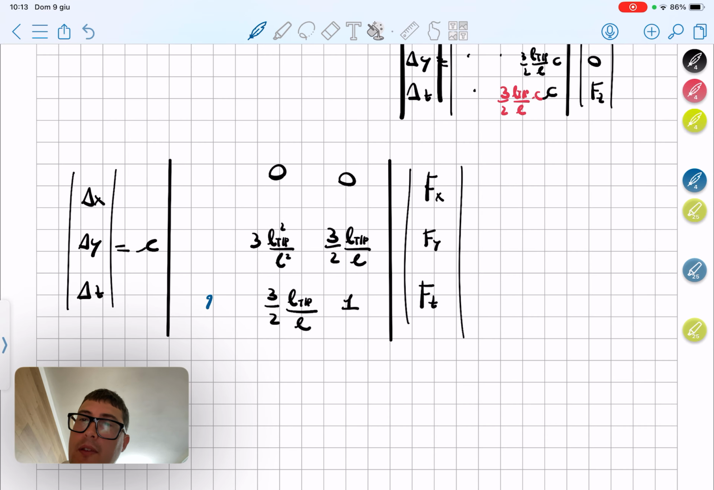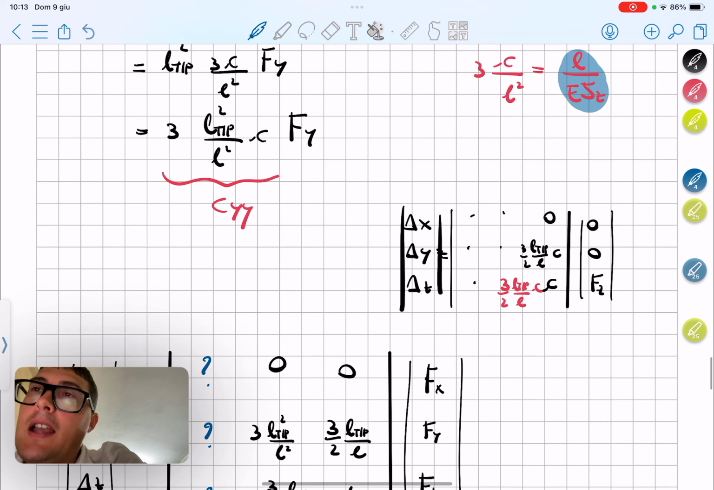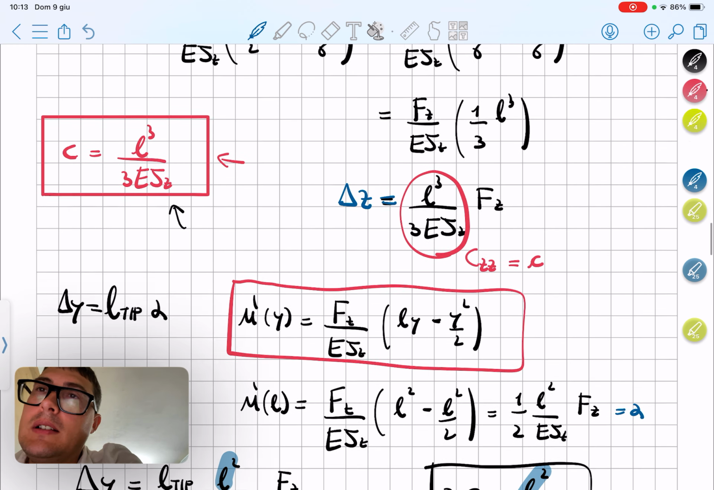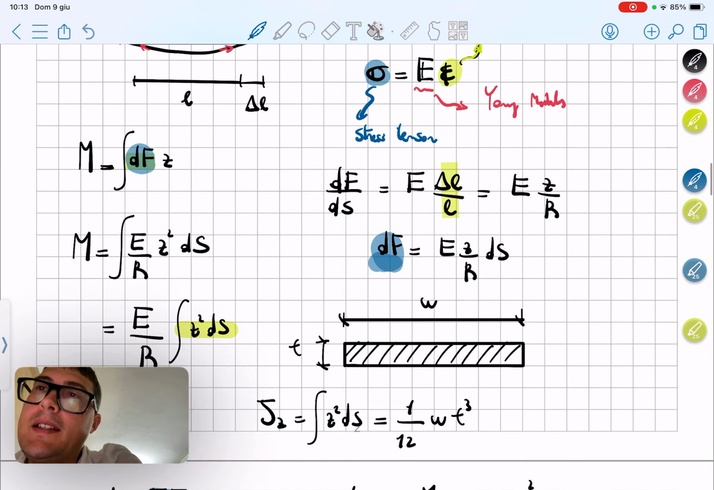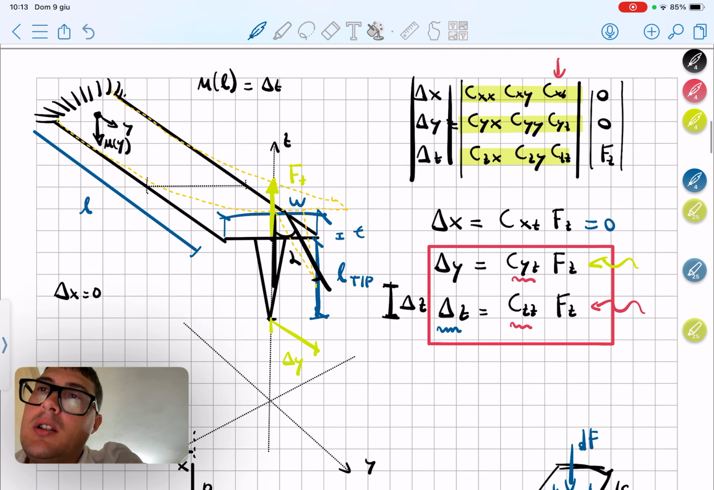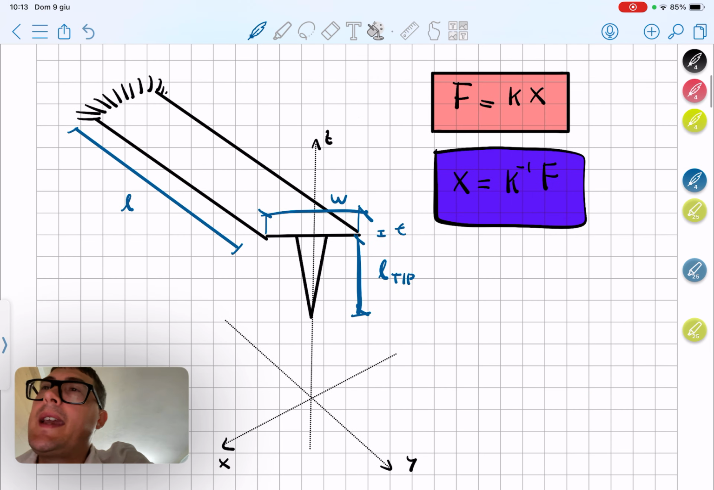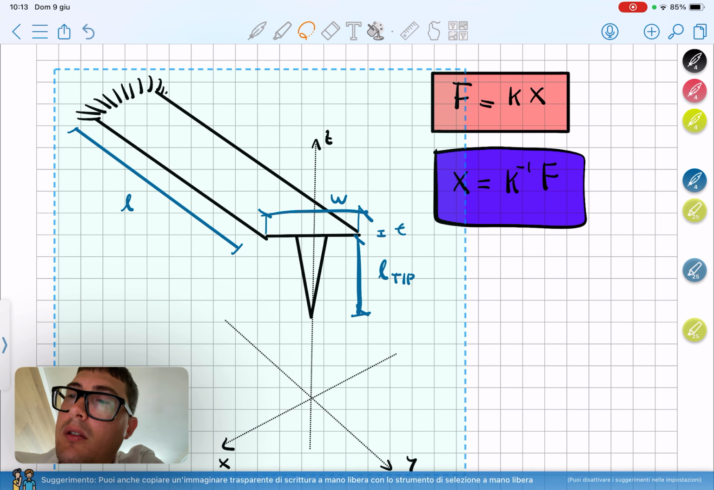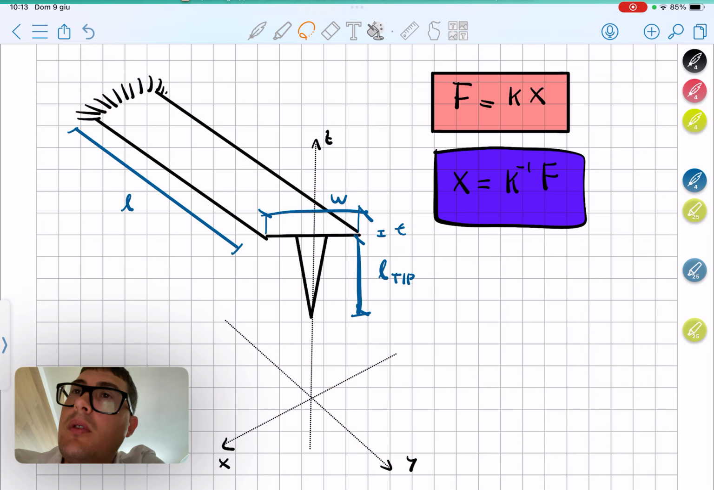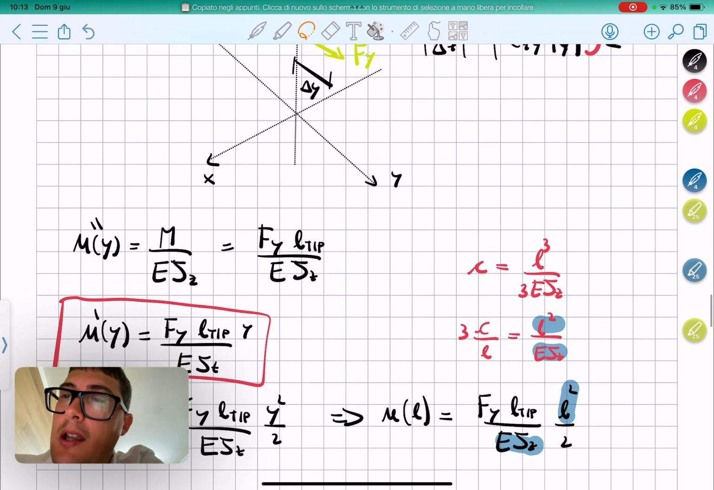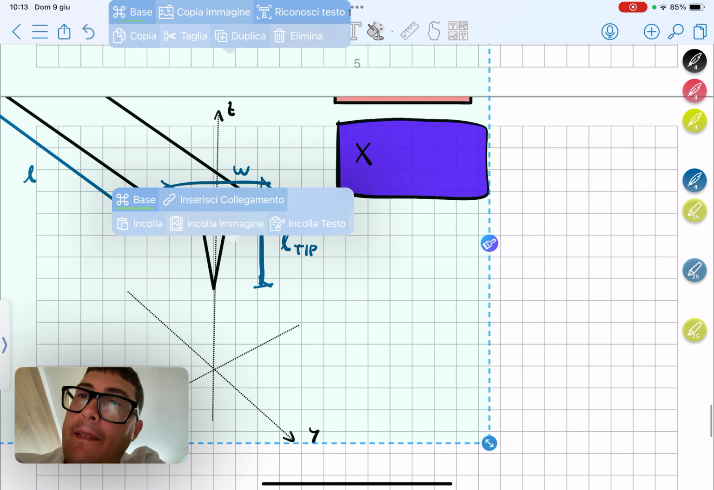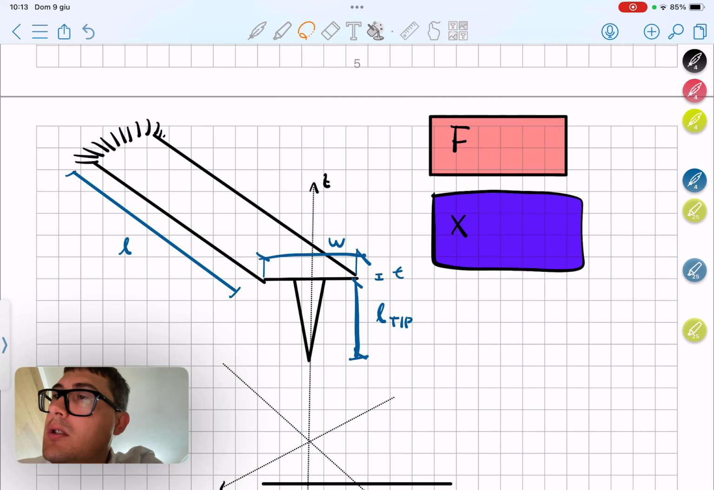We are still missing 3. Let's calculate these, the last 3. These are a little bit more complicated. The reason why it's complicated is because, as I will show in a second, we have to consider bending and torque.